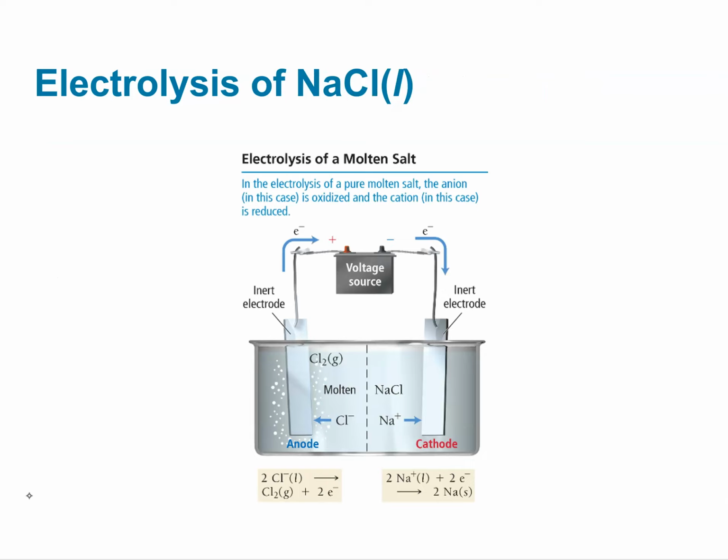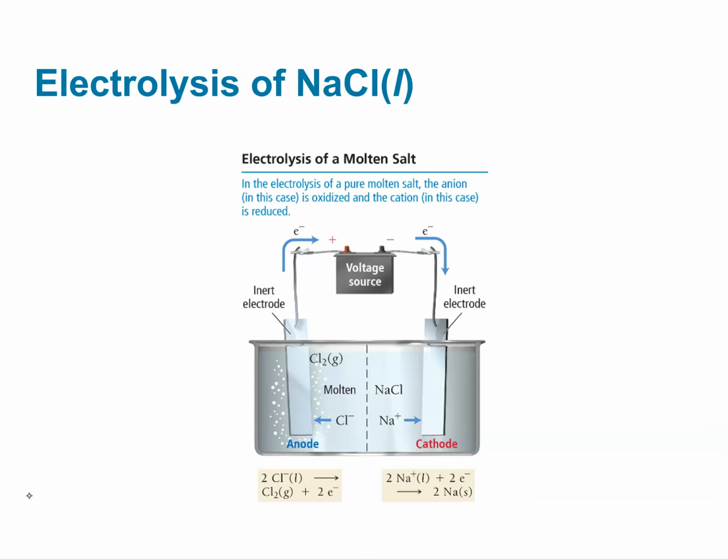So let's look at an example. The electrolysis of liquid sodium chloride. So this is a molten salt. To melt salt, you have to get it super hot, by the way. In the electrolysis of pure molten salt, the anion, in this particular case, is going to be oxidized, and the cation is going to be reduced.